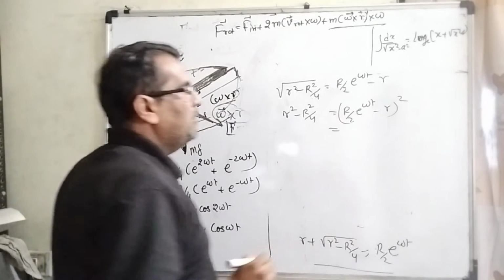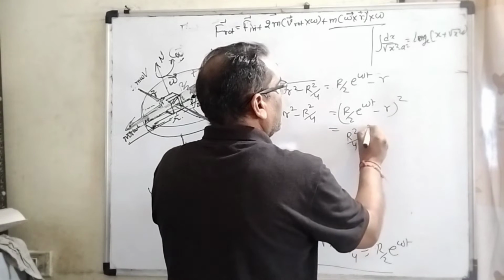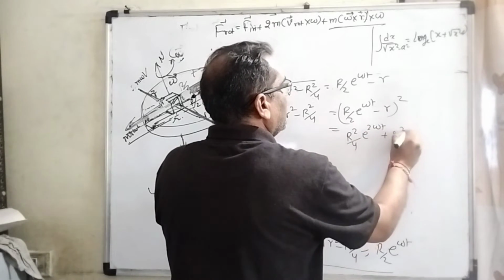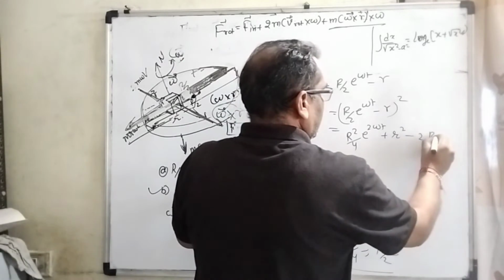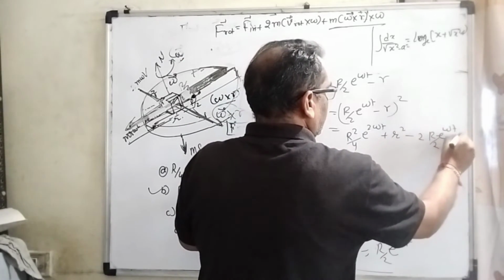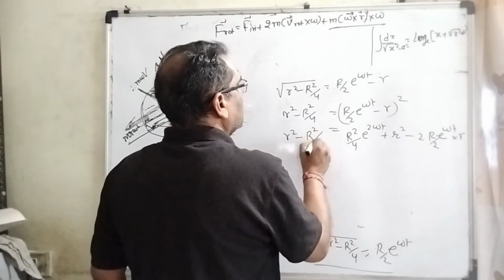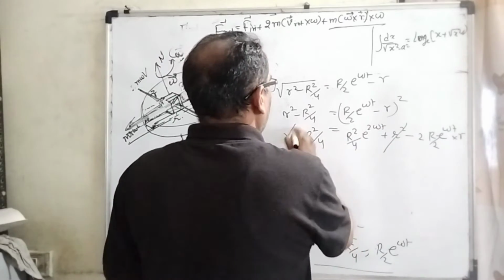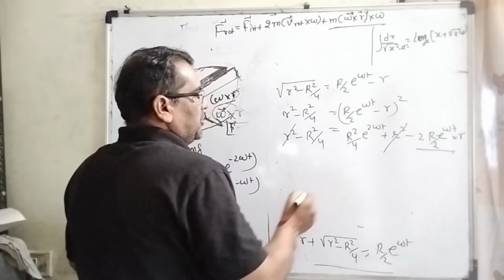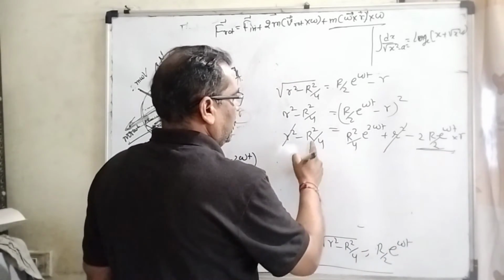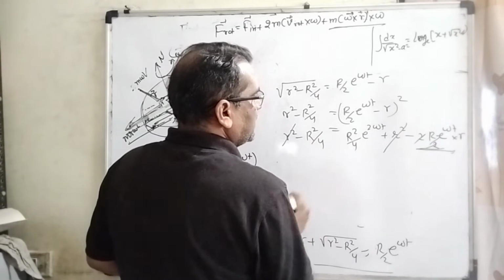Using the identity (a minus b) whole square, r square by 4 e raised to power 2 omega t plus r square minus 2 capital R by 2 e raised to power omega t into r. And this is r square minus capital R square by 4. The r square cancels out. This negative term is shifted to the left side, and this term shifts to the right side, so now it becomes positive. This cancels out.